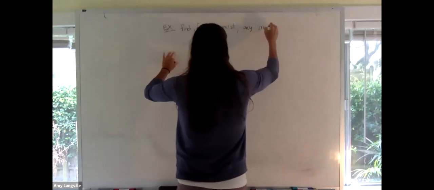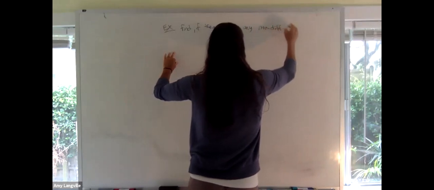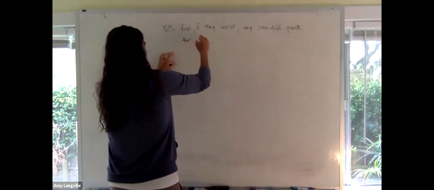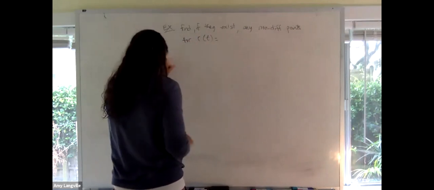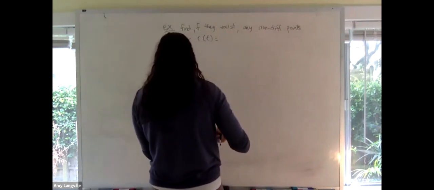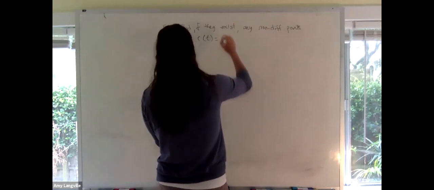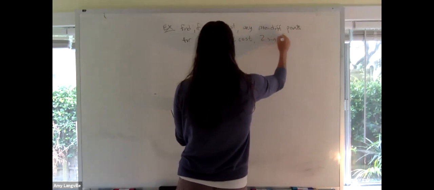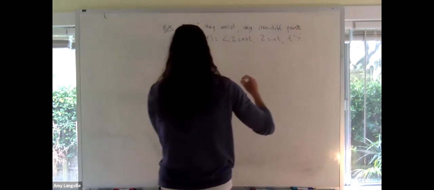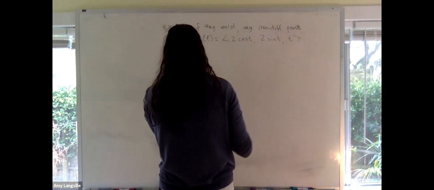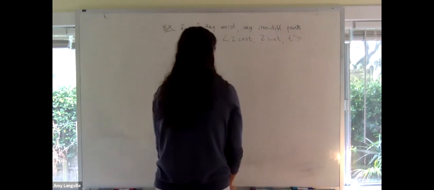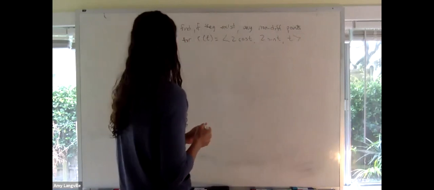any non-differentiable points for, and they'll give you a vector function. Let's look at this space curve. Let's see, 2 cosine t, 2 sine t, t. They didn't give us a domain, so we can assume t is from minus infinity to infinity.